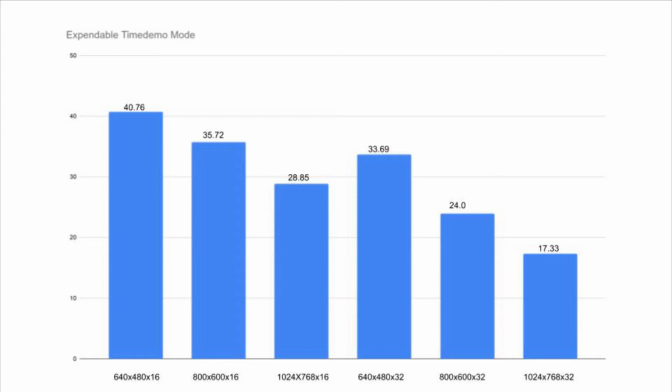Then moving up to 32-bit color, we're looking at 33.69 frames at 640 by 480. Again, just within the playable range, but I would go back to 16-bit color if I was going to use this card and play this game. Then from there on down to 800 by 600 by 32, we're looking at 24 frames a second, and then at 1024 by 768 at 32-bit, it's 17 frames, which is totally unplayable for this game.